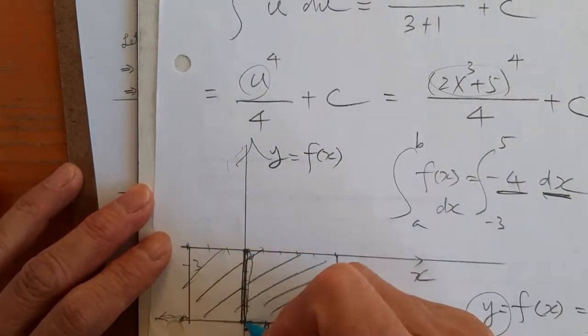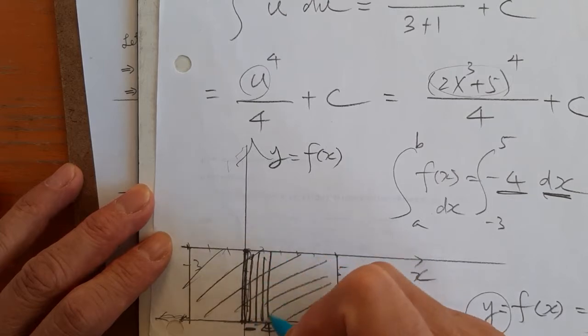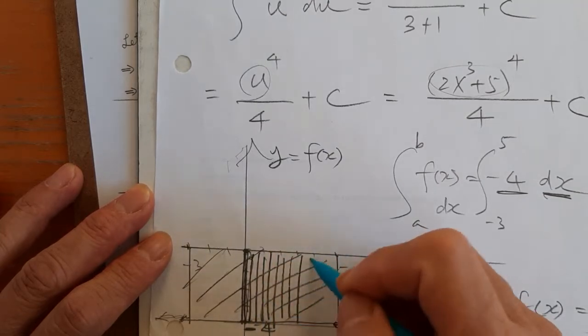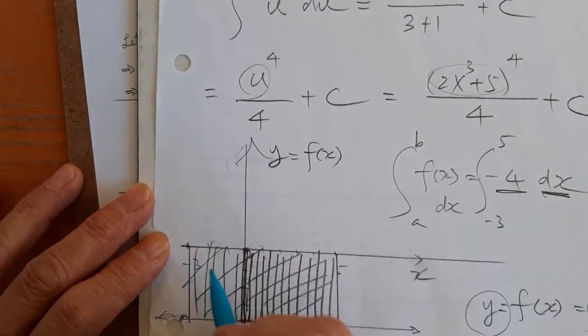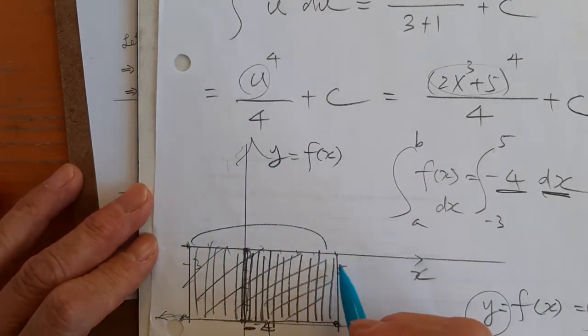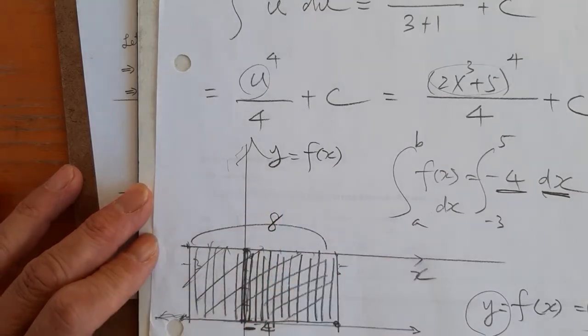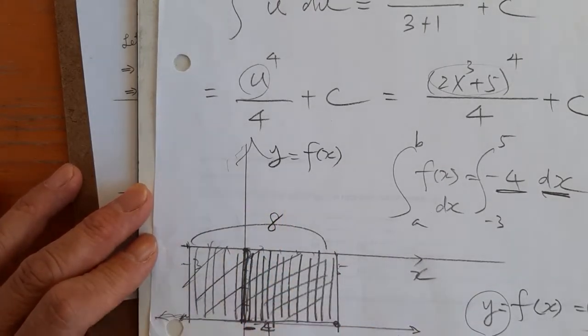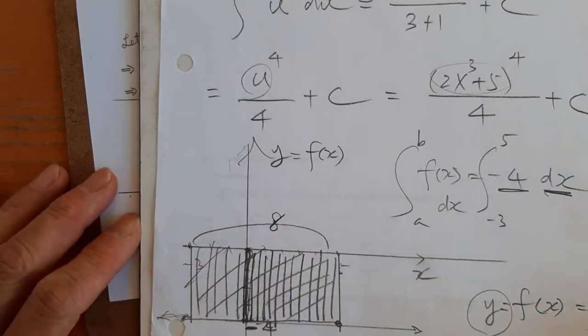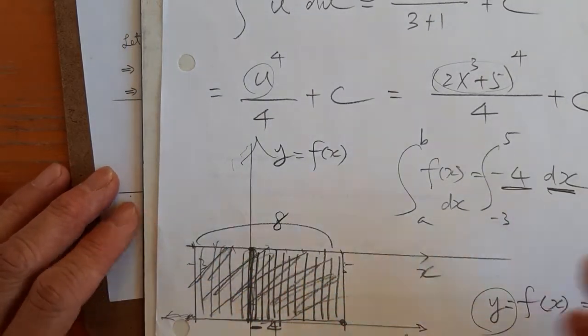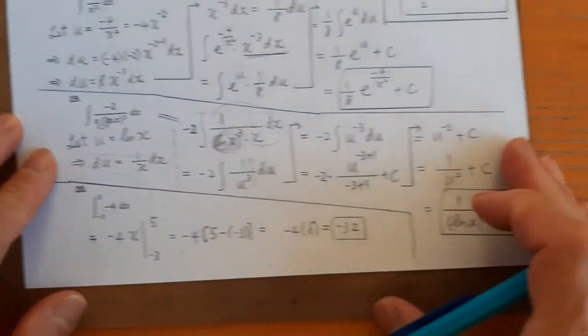We add this area, add this area, and since the function is negative, the result is going to be negative. Add together, what is it? The base is 5 minus -3, total is 8 units. And this height is 4 units. 8 times -4 gets -32. So it's -32.